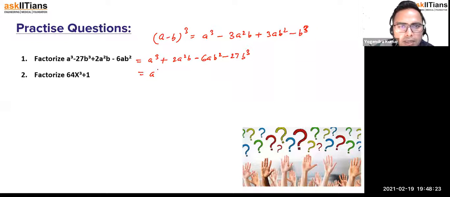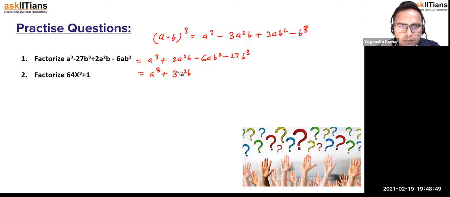Okay, so I have A cube, but I need here what? 3A square B. What do we have here? Okay, by the way, one more thing here you need to remember. My bad. Okay. Yes.